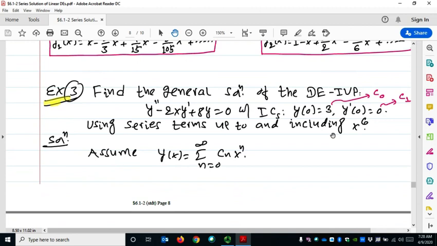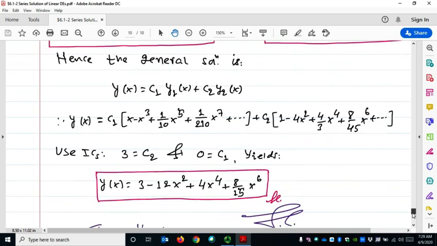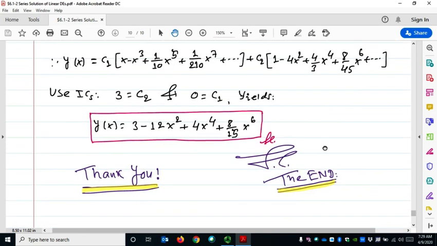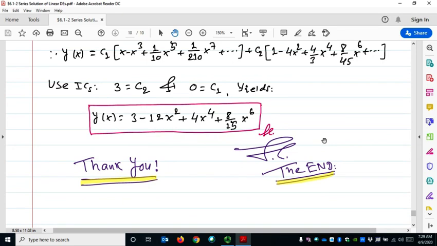Okay, great. Hopefully it makes sense to you, these power series methods. So we finish this chapter 6, and at the same time we finish the differential equations for this semester. Thank you.